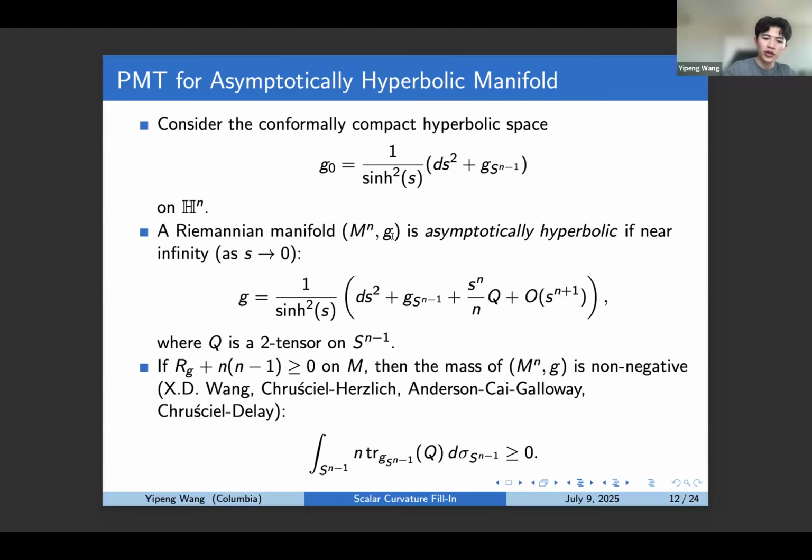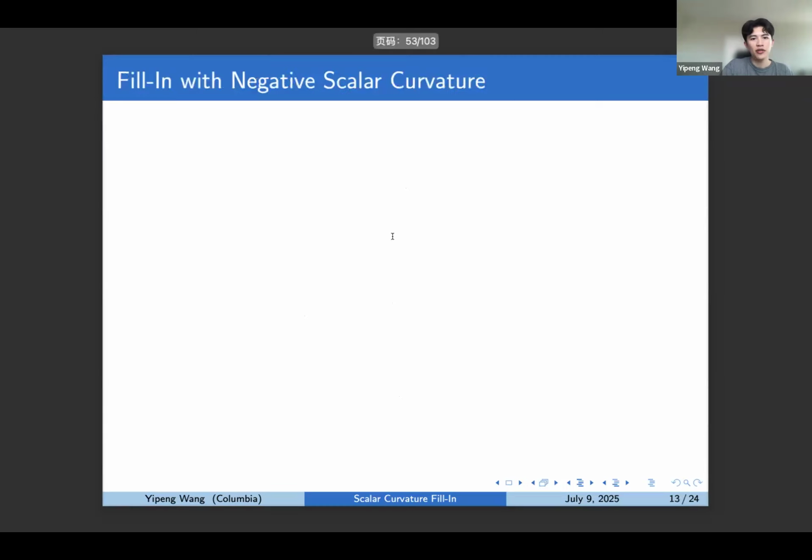And there are some earlier works due to Yipeng Wang, Kircher, Herzlich. I'm not stating all of the works, just some of the important progress on this, and also Anderson, Tsai, and Galloway, and also Kircher and Delay. Okay, so knowing the positive mass theorem on asymptotically hyperbolic manifolds, using the same machinery, you can also obtain this filling conjecture in the context with negative scalar curvature.